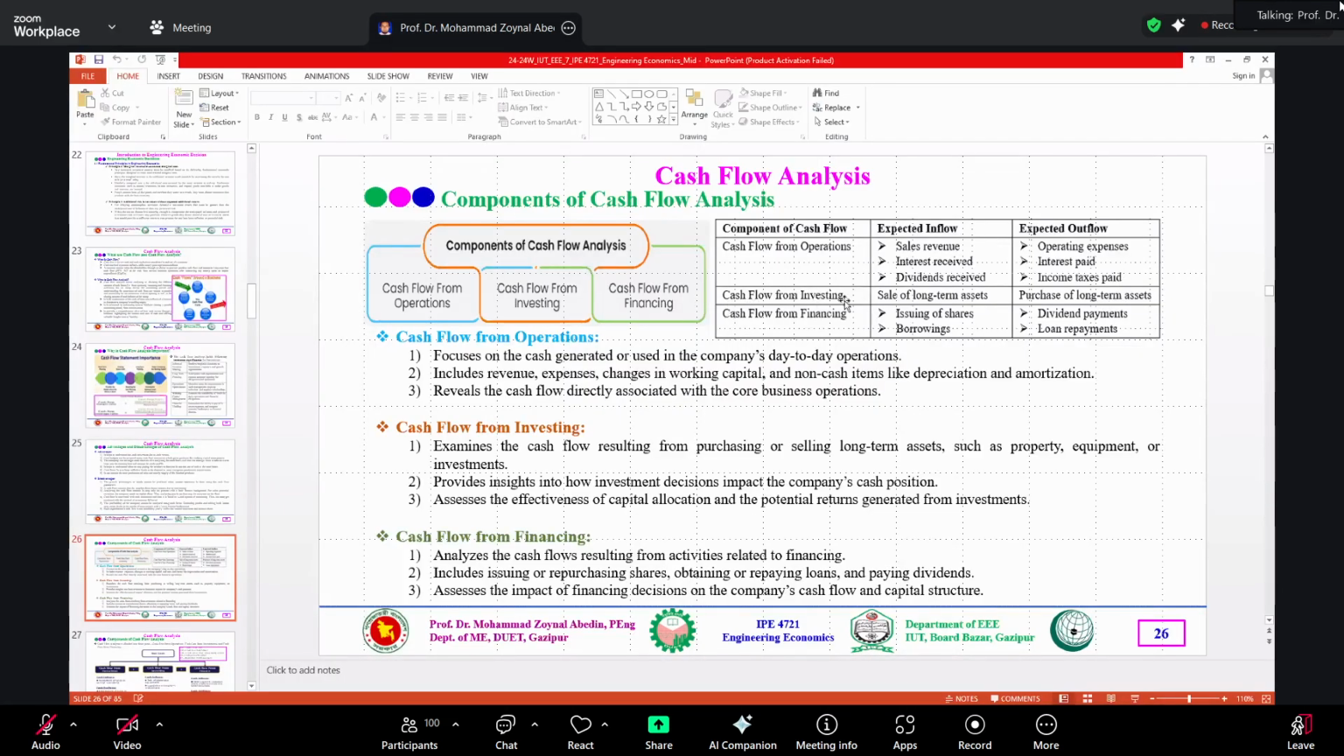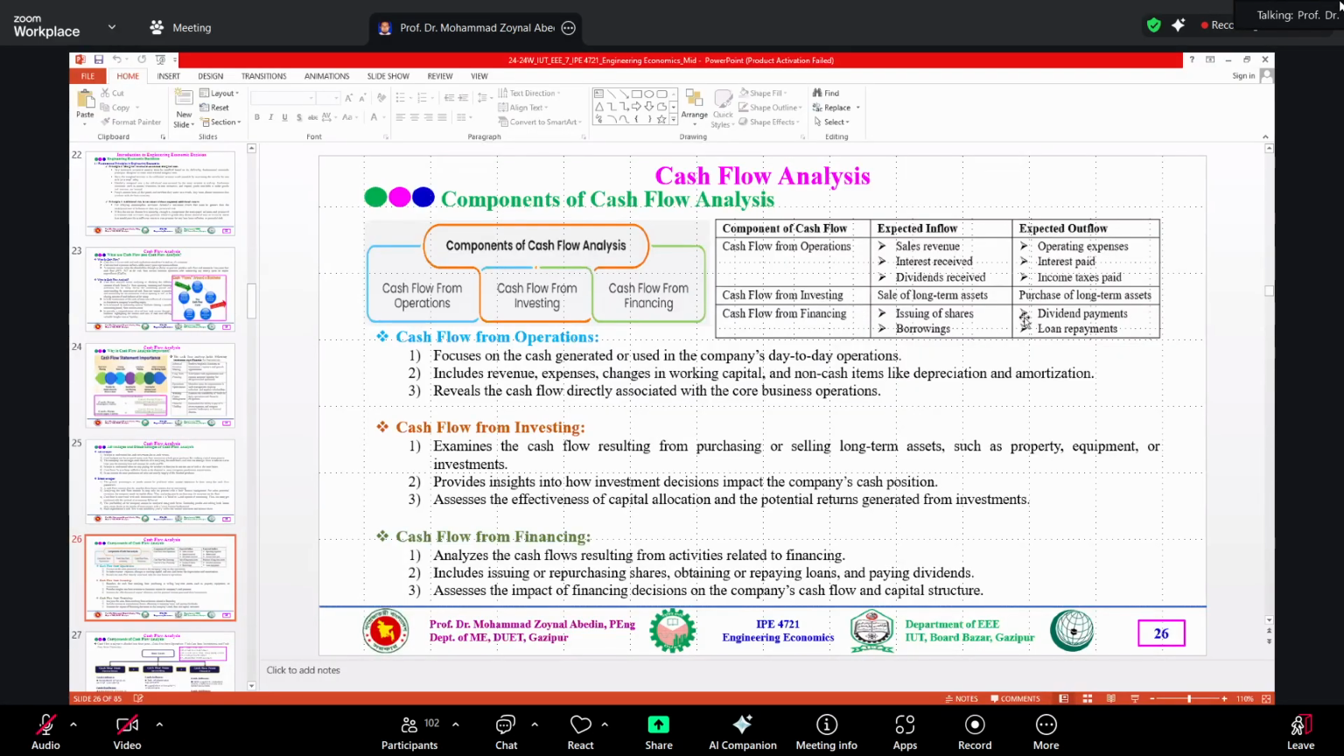Second one is the cash flow from investing. And here, sale of long-term assets. If you sell your long-term building, machineries, land, furniture, these are all inflows. After selling those kinds of assets, you will get the money. That's why this is the inflow due to the investing.